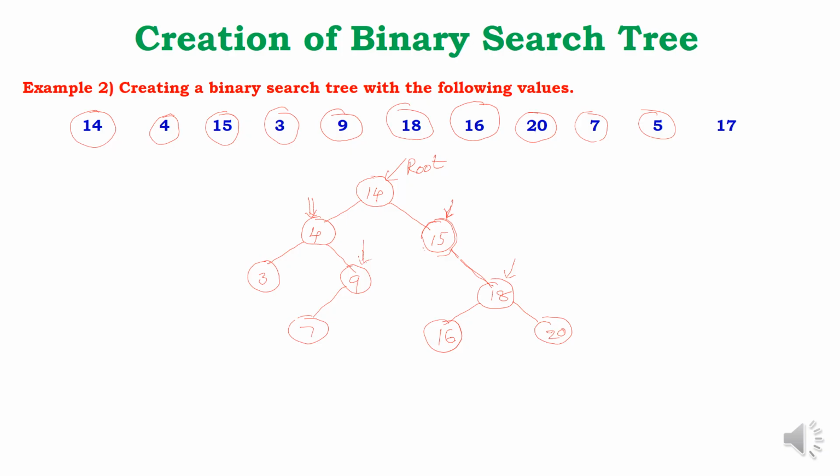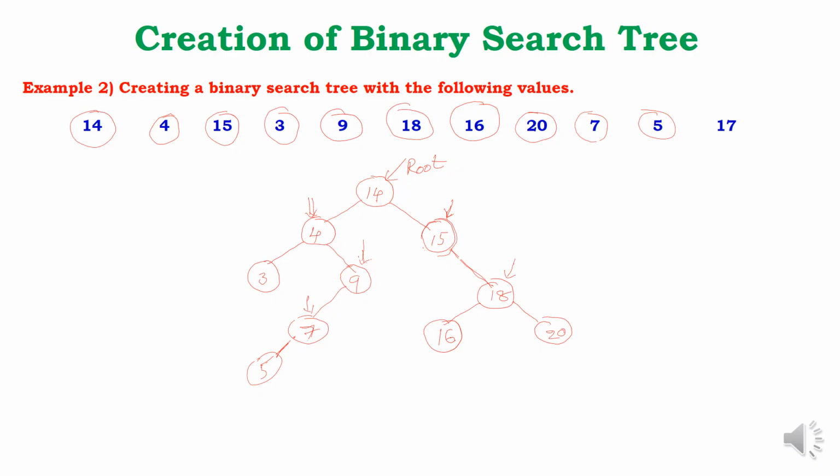Now compare. Is 5 less than 9? Yes, less than 9. Is left of 9 null? No, it is not null. It is having some node. Go to that node. Is 5 less than 7? Yes. So is left of 7 null? Yes. So 5 is placed as left node of 7.